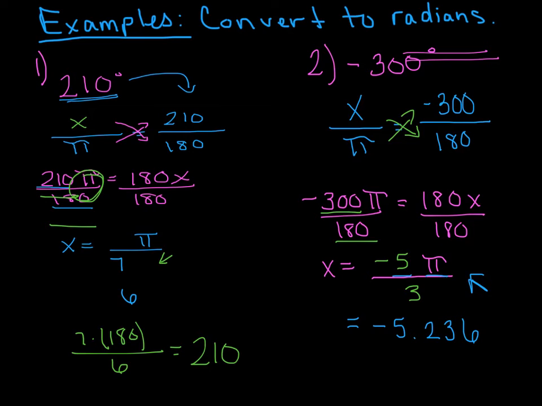Okay, so those are converting degrees to radians. Now we're going to convert from radians to degrees. Okay, so now I want to convert from radians to degrees, and we're just going to do radians that have a pi in it right now. So we'll do negative 7 pi over 3.